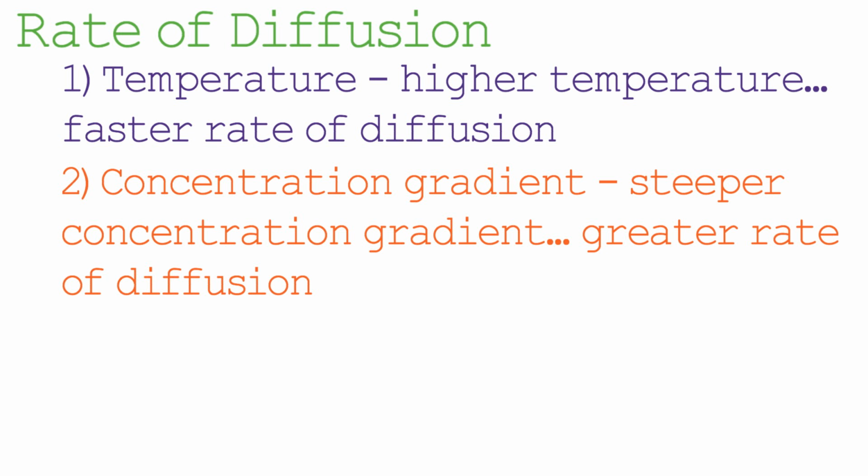This is because more particles from the high concentration part will be moving to the low concentration part, and fewer particles will be moving in the opposite direction, from the lower concentrating part to the higher concentrating part. For example, if the concentration of oxygen was very high outside the cell and very low inside the cell, many oxygen particles will move into the cell and few particles will move out. This results in a high rate of diffusion.